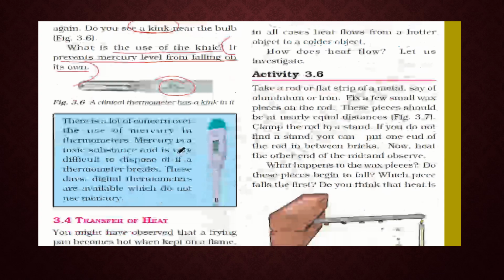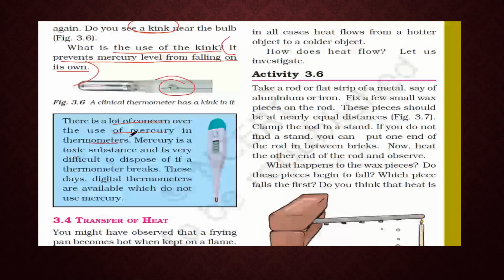There is a lot of concern over the use of mercury thermometers now. Mercury is a toxic substance and is very difficult to dispose of if the thermometer breaks. So these days thermometers are generally digital and do not use mercury. These types of thermometers are what you will see nowadays. They are very easy to use and can be used by a child also, and it will not be harmful if it breaks, as it does not have any toxic mercury.